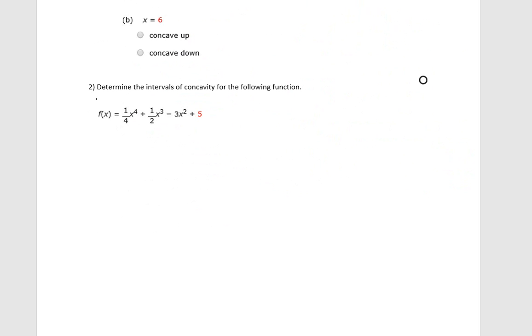Alright, now for the second one, it asks us to determine the intervals of concavity for the following function. So whenever it talks about concavity, meaning where is it concave up or concave down, that means that we're going to have to find the second derivative. So the first derivative, if we bring that 4 down in front, it'll cancel out with that 1/4, so we'll be left with x to the third, plus, bringing that 3 in front, 3/2 x squared minus 6x.